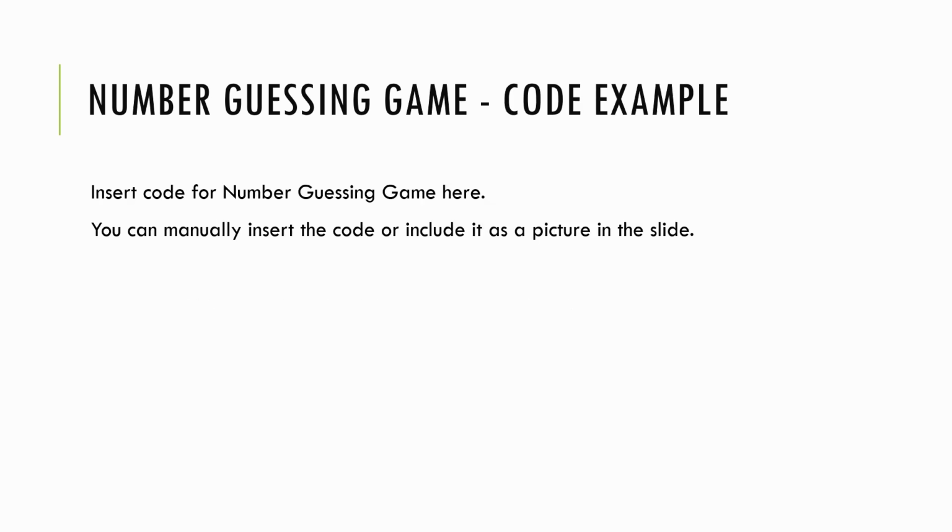Here's an example of the code for the number guessing game. We use Python's random module to generate the secret number. A while loop repeatedly asks the user for their guess, providing feedback after each guess. When the correct number is guessed, the game ends and the program congratulates the user.